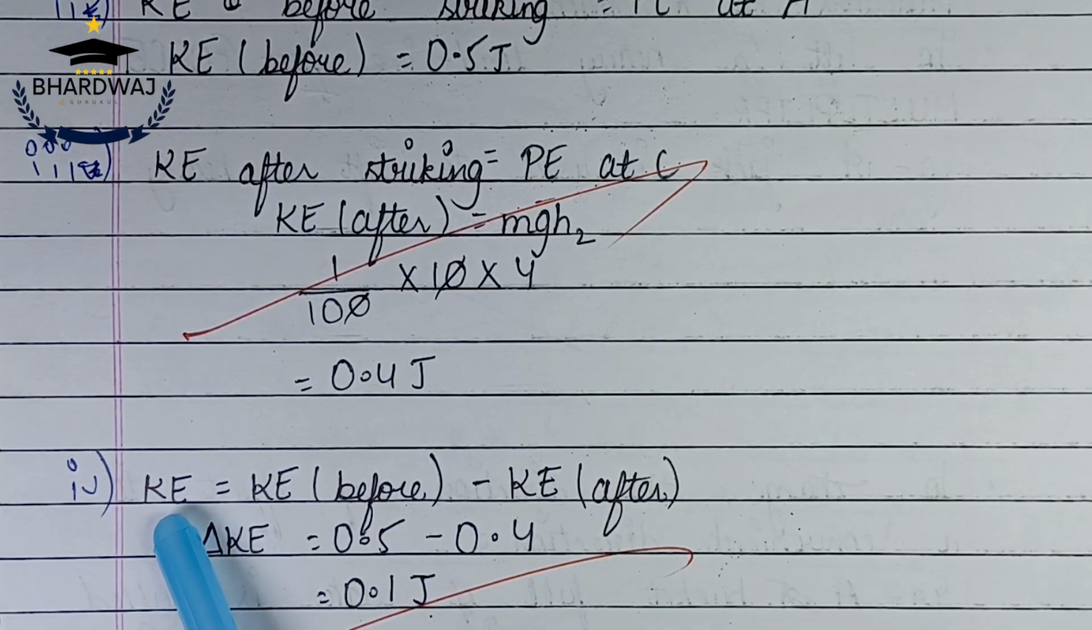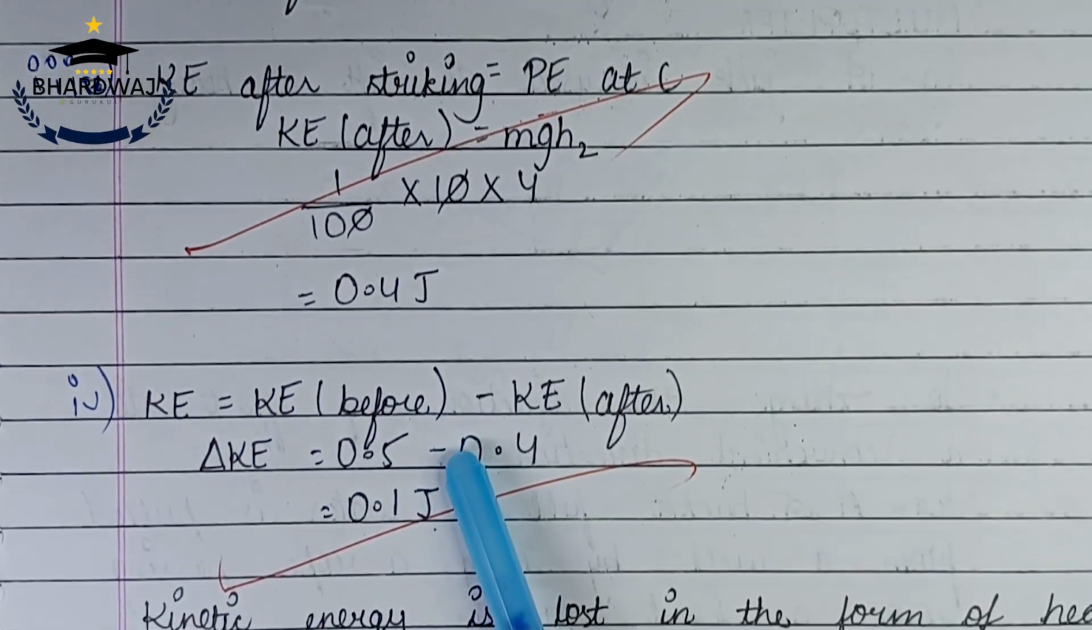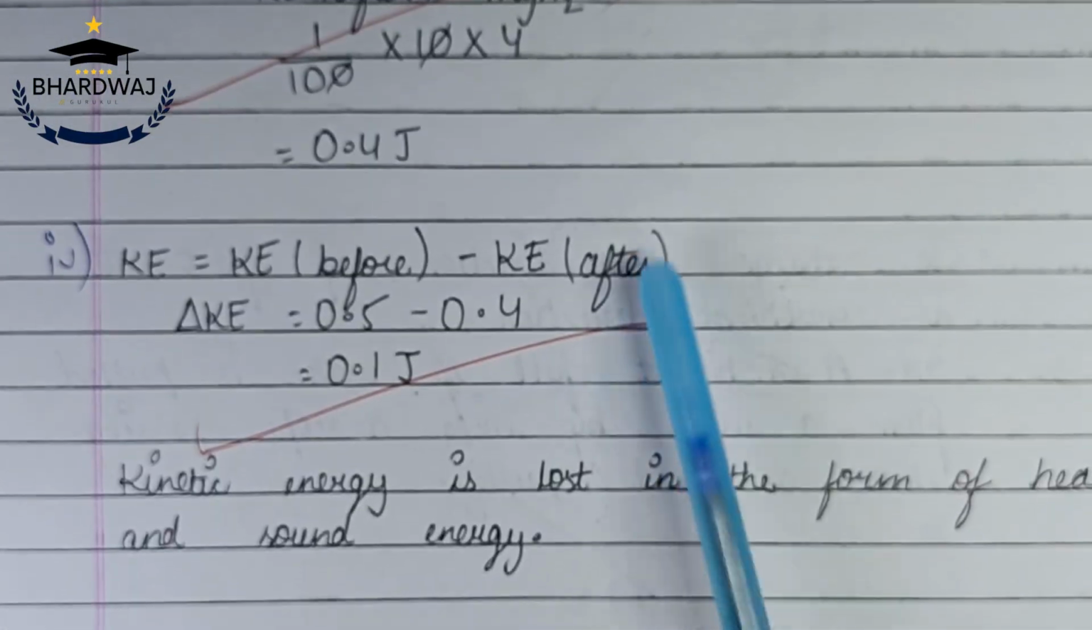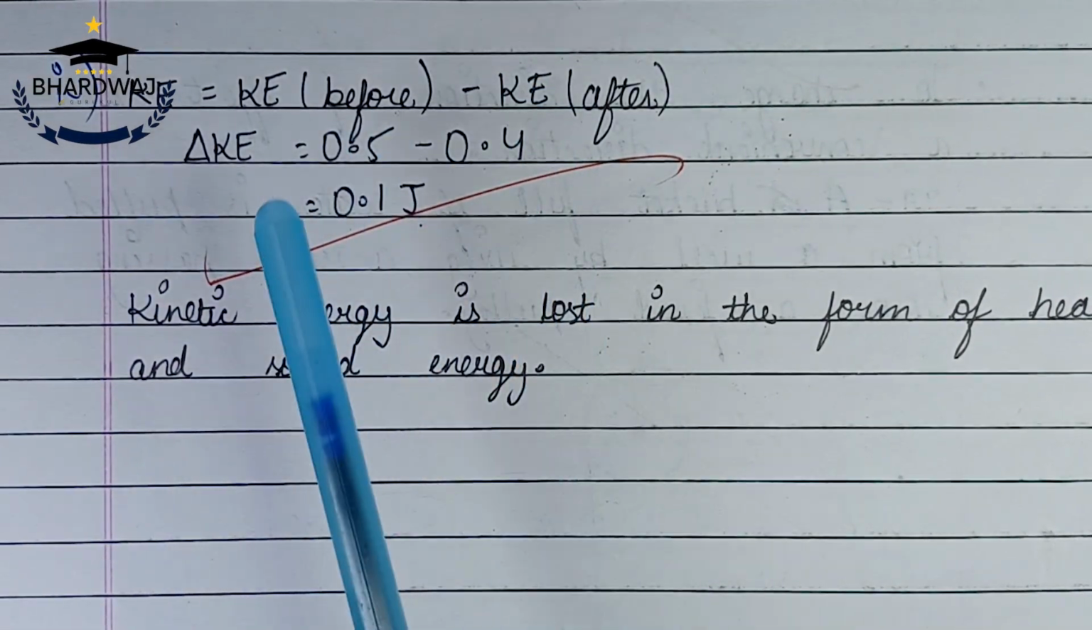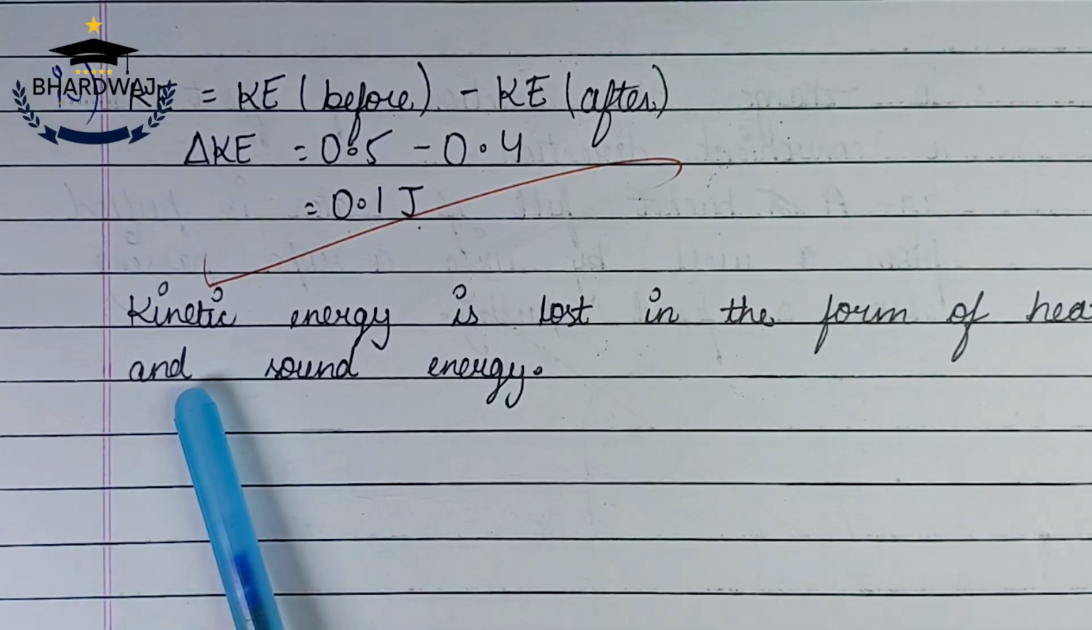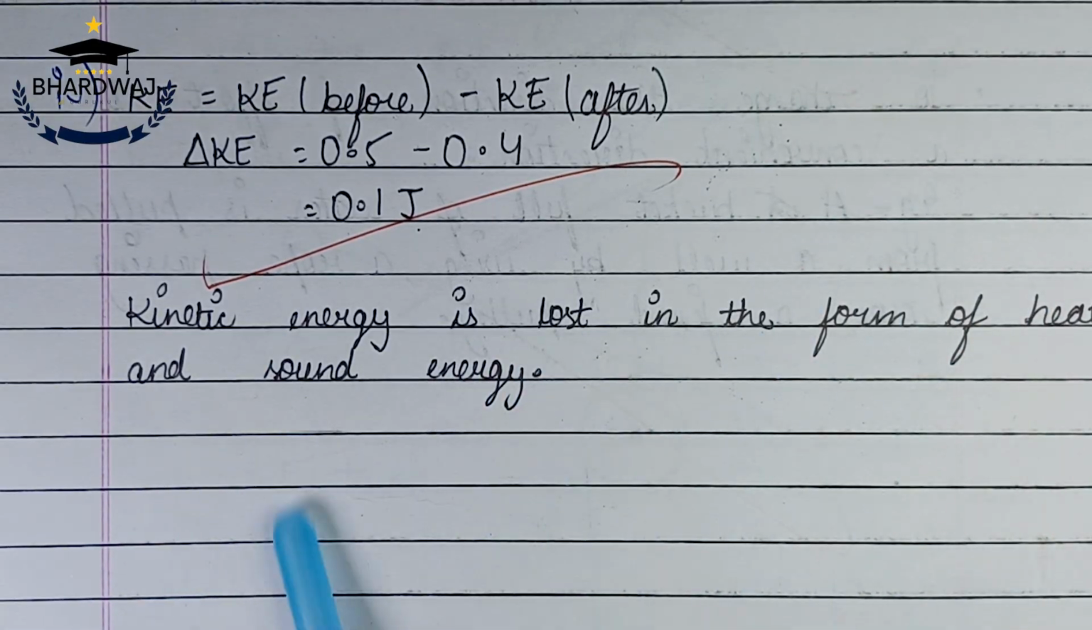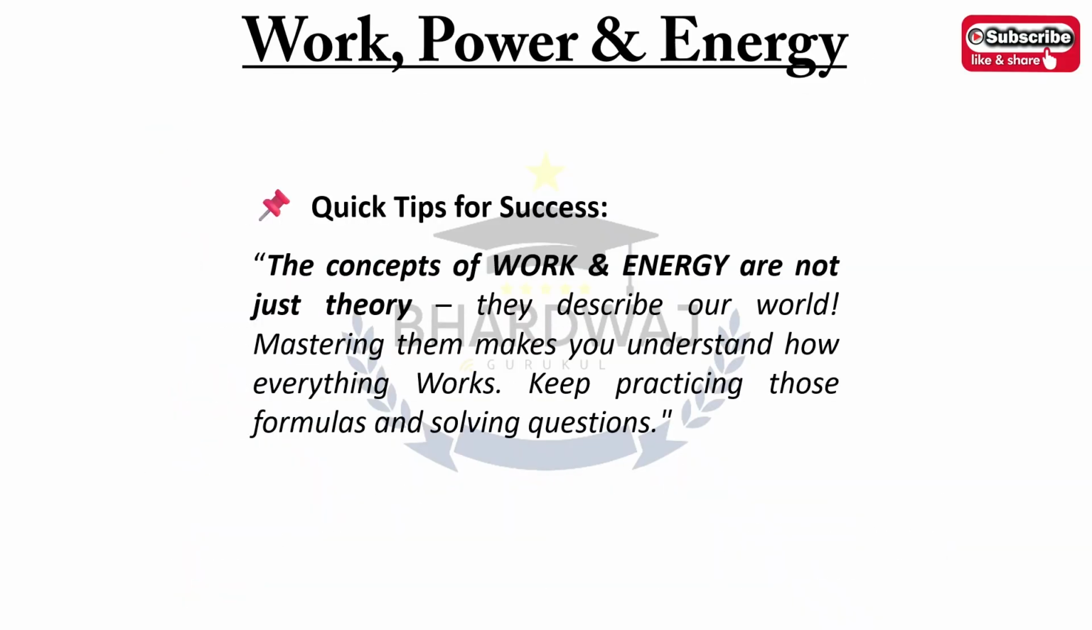Fourth part, loss in kinetic energy is equals to kinetic energy before minus kinetic energy after. So delta kinetic energy 0.5 minus 0.4 is equals to 0.1 joule. Kinetic energy is lost in the form of heat and sound energy.